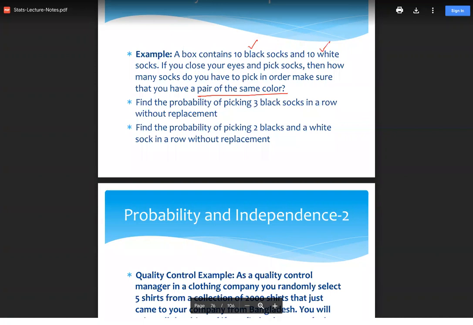So you close your eyes, so they're mixed in a box together, black and white. And you close your eyes and you pick socks randomly. So what is the minimum number of socks you have to pick in order to make sure that you have a pair of the same color? So what do you think? What is the minimum number of socks you have to pick to make sure that you can have a matching pair? By the way, I'll tell you, when I saw this problem for the first time, I made a mistake. Okay, so don't feel bad if you don't get it.